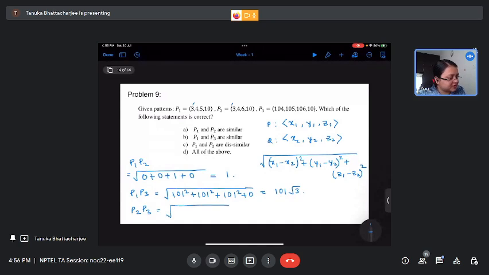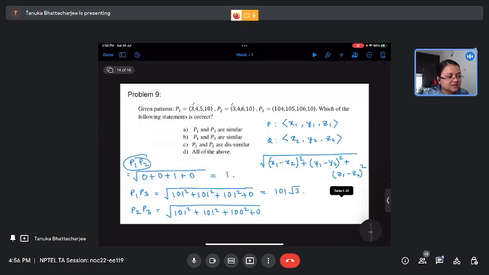Computing in a similar fashion, we have 101 square plus again 101 square plus here we have 6 and 106, so 100 square plus 0. You can compute the value for these also. So if you compute all these distances, the first one, P1, P2, is only 1, whereas the other two distances are much higher, orders of magnitude higher.